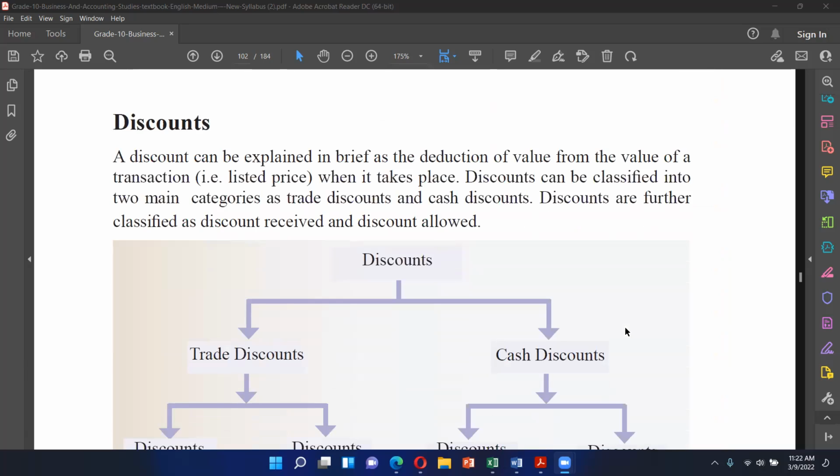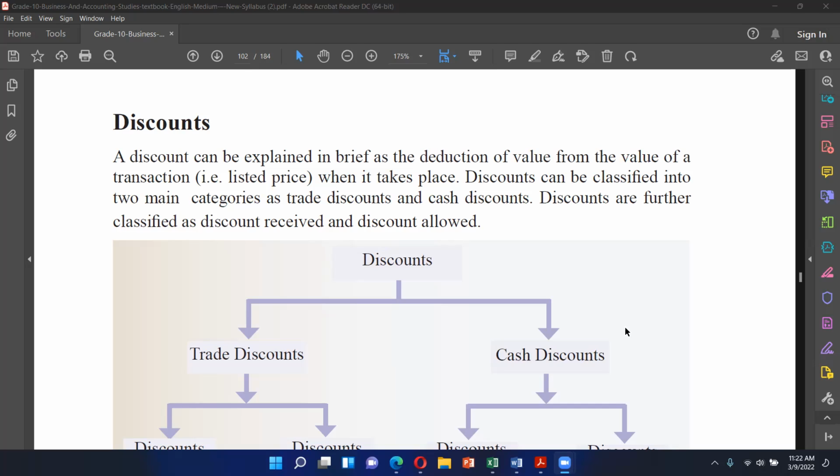Now we come to discounts. Discounts are of two types. One is trade discounts, the other is cash discounts. Trade discounts occur at the time of transaction, whether you sell or buy. The vendor will give you a discount at the time of transaction. Let's say you have a list price of 10,000, taking 10%. Then the 1,000 is deducted, and you only need to pay 9,000. The objective of giving the discount is to promote sales.